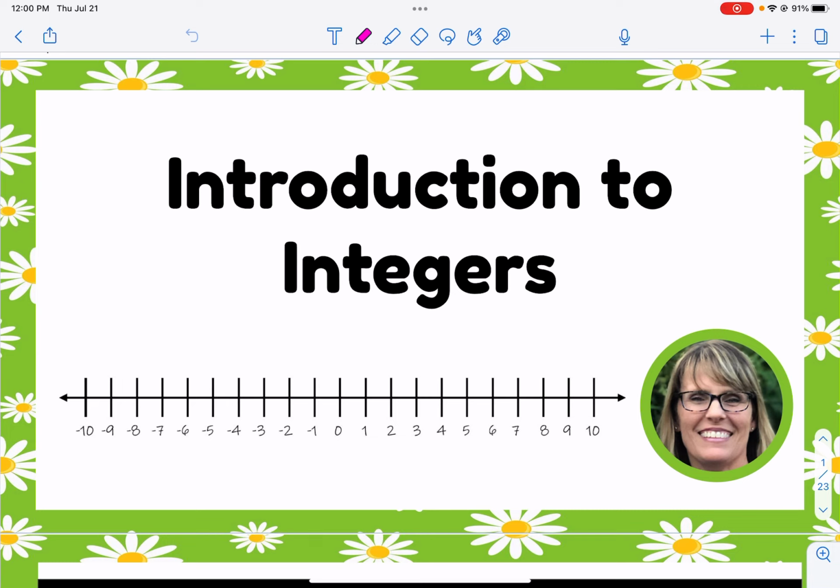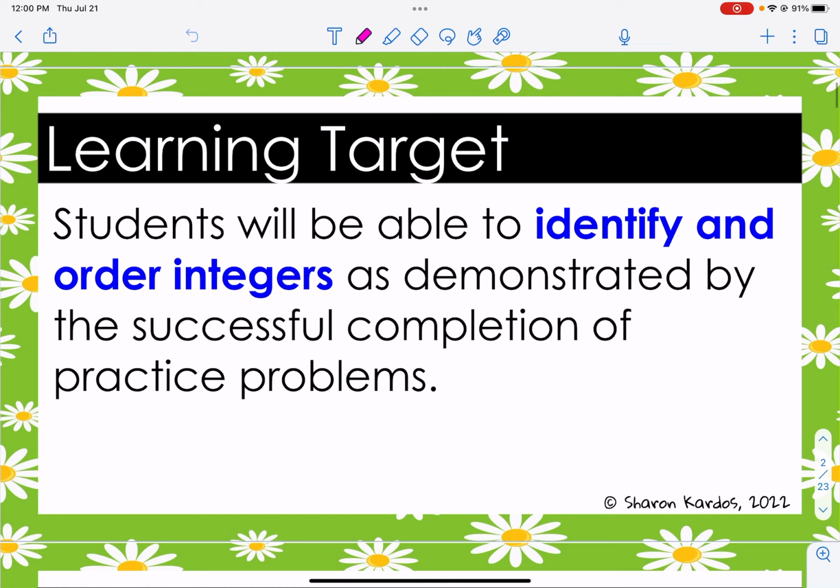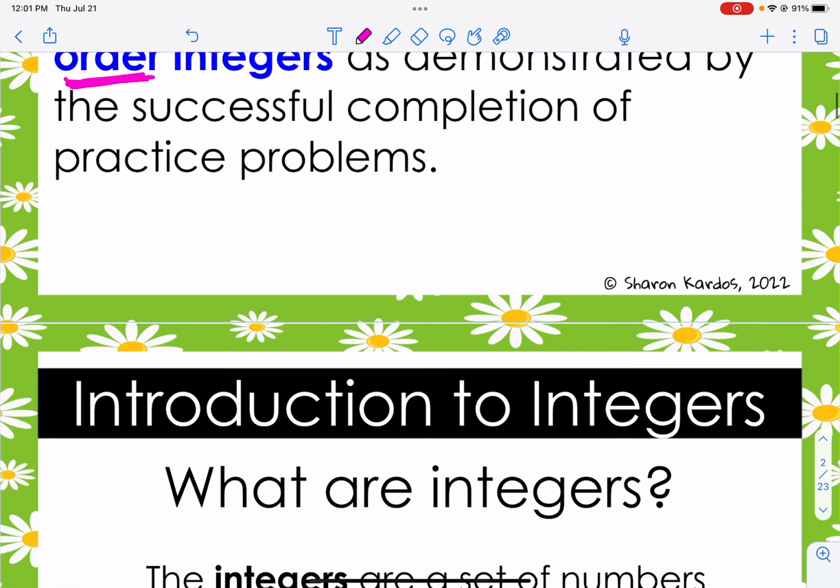So we're going to start with Introduction to Integers. That is the topic of our video today. And we're going to start with our learning target. Our learning target today is that we're going to be able to identify and order integers as demonstrated by you and me together completing some practice problems successfully. But the key words here are we're going to be able to identify some integers, and we're going to be able to put them in order, least to greatest, before the end of the video.